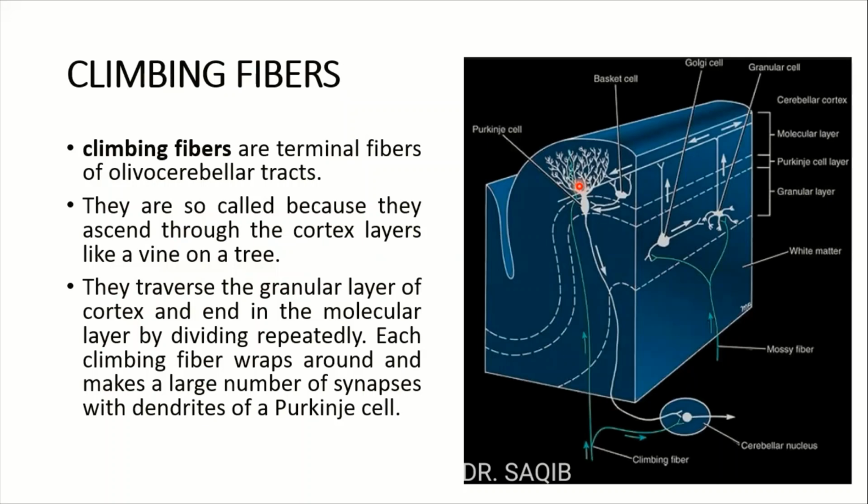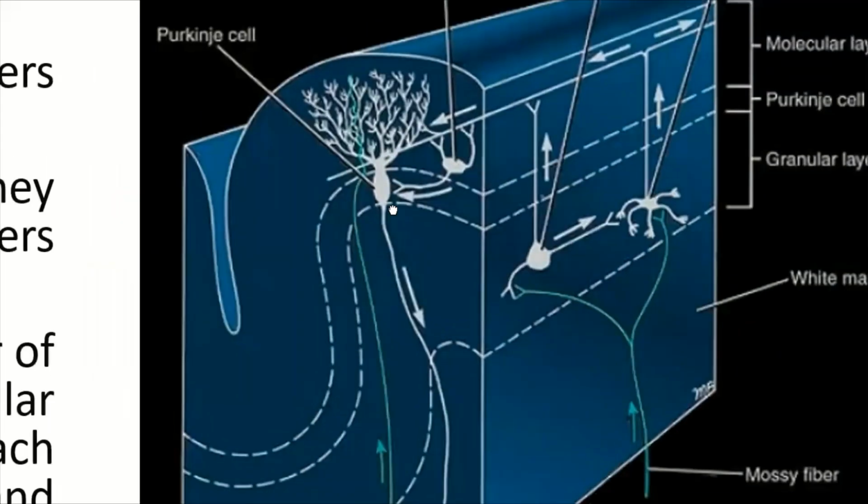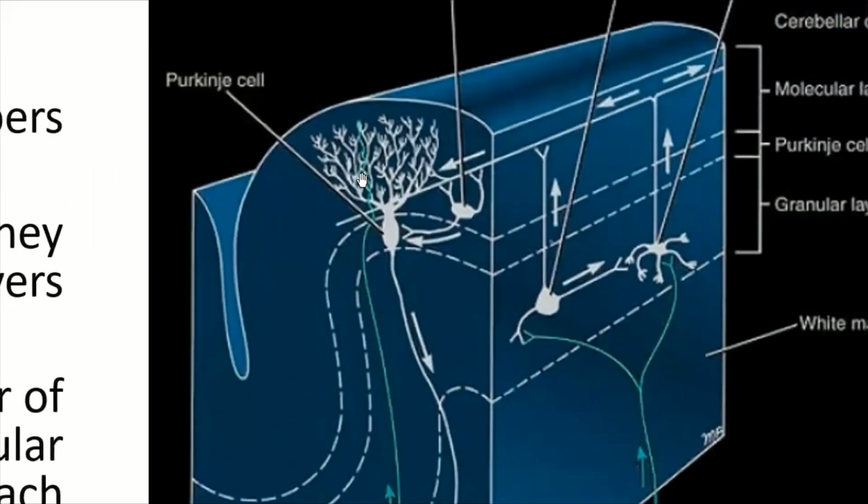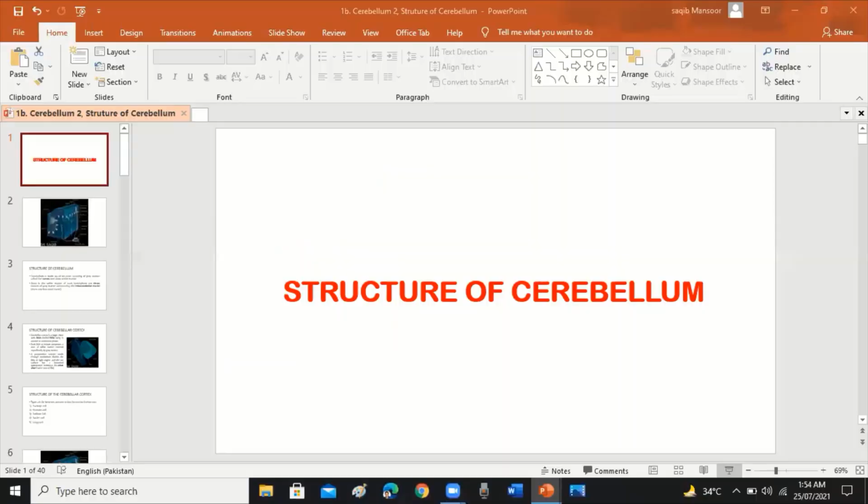Each climbing fiber wraps around and makes a large number of synapses with the dendrites of a Purkinje cell. Here you could see, and that's a beautiful picture I will show you. As you see, these are the numerous branches of the terminals of the climbing fibers, which are making synapses with the Purkinje cells.